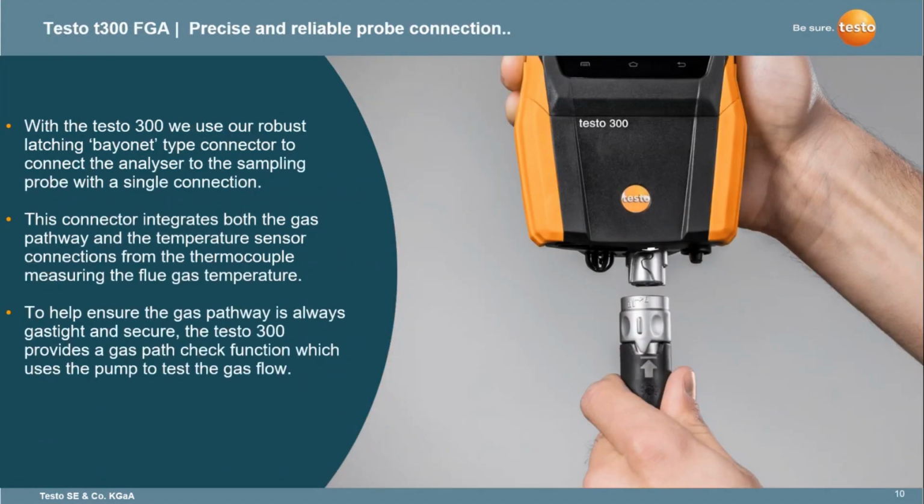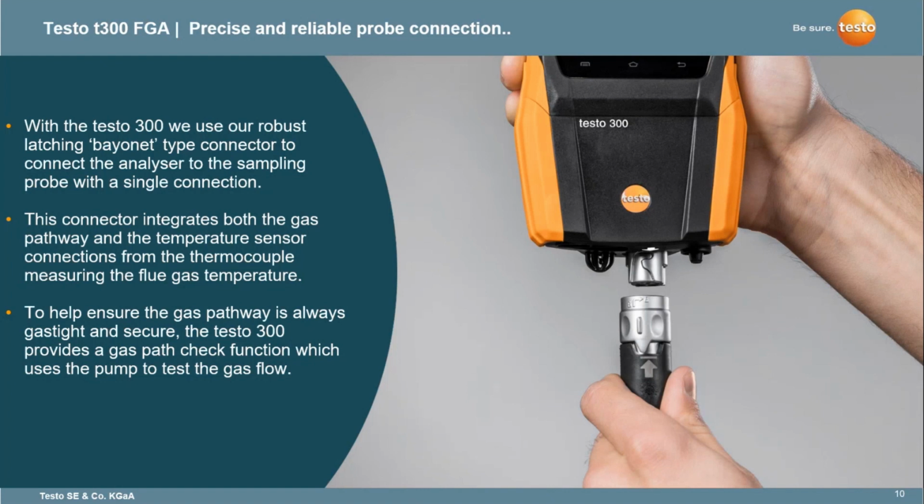And both those probes link to the instrument with the unique connector that we have within Testo. So again, unlike maybe some of the other manufacturers out there are used to, we have a connection between the sampling probe and the instrument, which is a single connection. So we know, for example, some other manufacturers, you have a connection from the actual gas pathway, and then there's a separate little 2-pin thermocouple plug normally that needs to be plugged in. That is the flue temperature thermocouple.